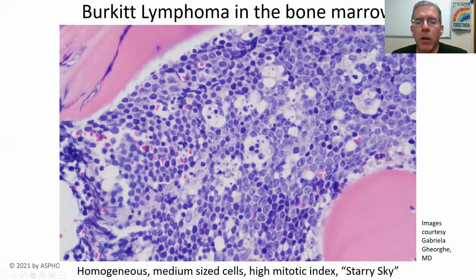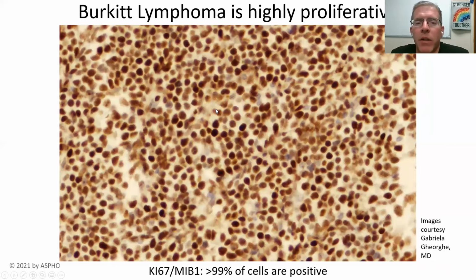This is the bone marrow of a patient with Burkitt lymphoma, or I guess in this case, Burkitt leukemia. Again, you still see the stars in the sky. Burkitt lymphoma is very highly proliferative. This is MIB1 staining, and you can see it's a marker of proliferation, and like 99% of the cells are positive, so very highly proliferative.